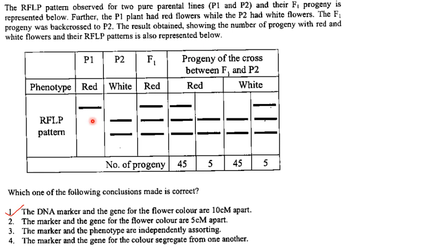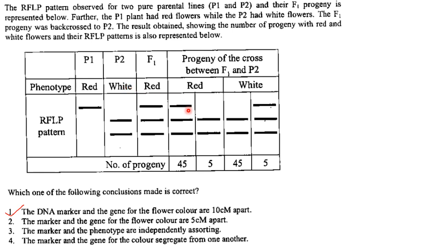Now you see the parentals, that is P1 and P2, pure parental lines, red and white. Red has got one single band, white has got two bands. Now this is the F1 progeny obtained upon crossing the two pure parental lines. So it has got 3 bands, from both the parents combined. That is the RFLP pattern. Then next, you backcrossed the F1 with P2. So red was crossed with white or white was crossed with red. And what did you get?